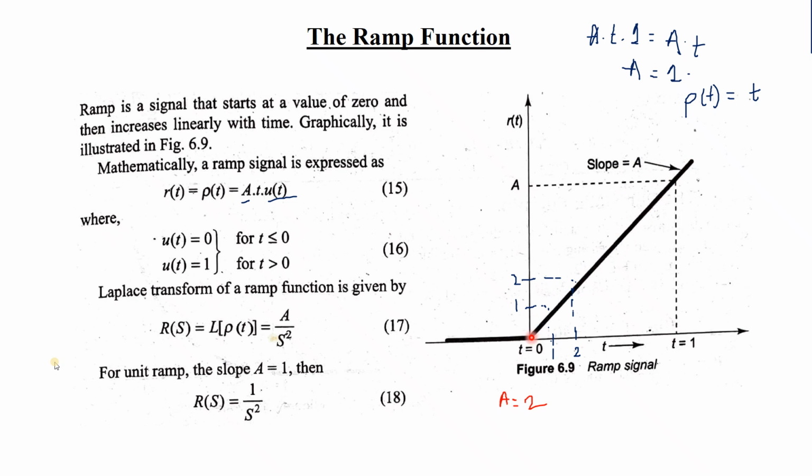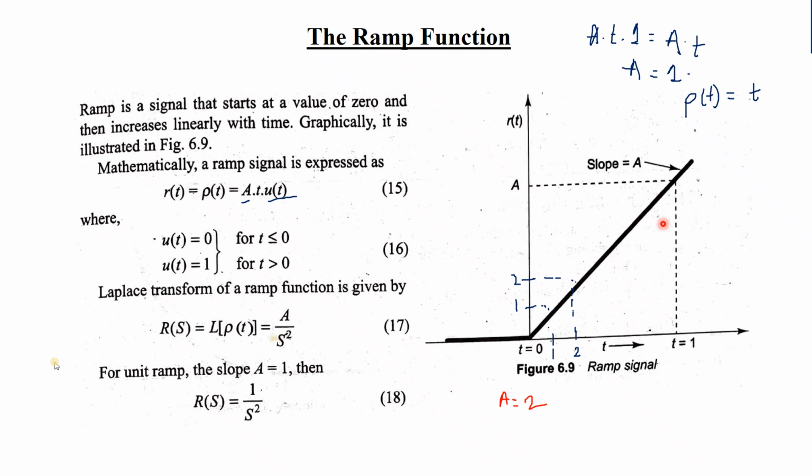So a is the slope. If a is 1, then the slope will be linear, then the output will be equal to t. If slope is 2, then it will be steeper, and if slope is less than 1, it will be flatter. You can say it is closer to the x-axis. Now what is the Laplace transform of this ramp function?